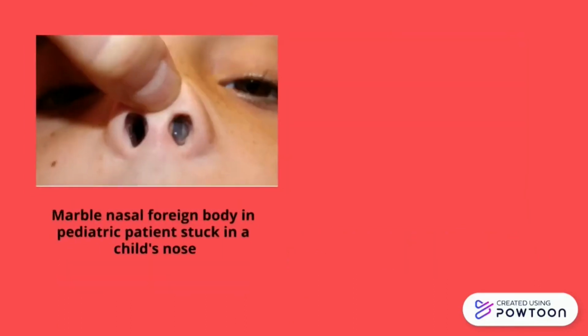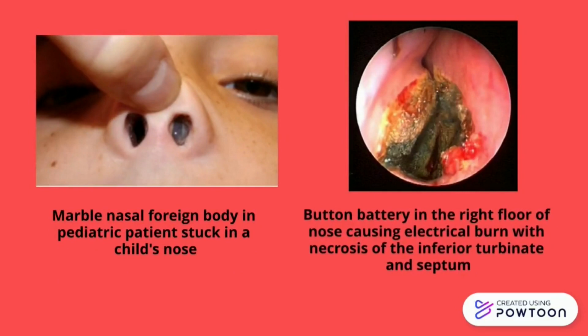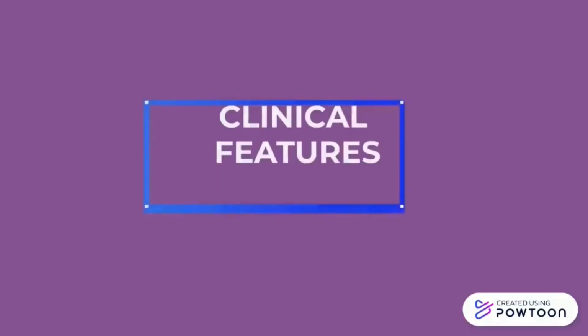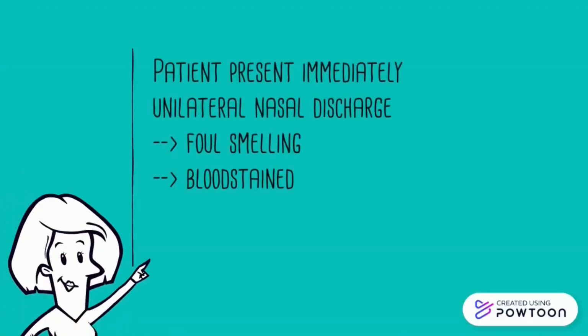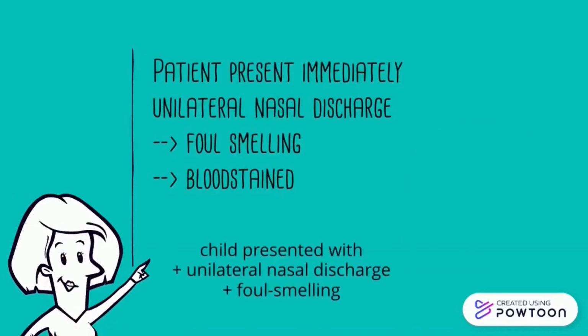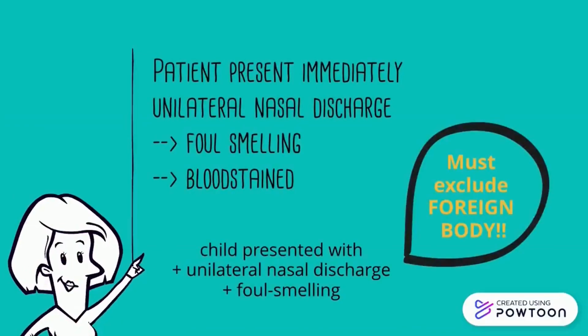Another example, a marble nasal foreign body in pediatric patients, stuck in a child's nose, and then the second one is a button battery in the right floor of the nose causing electrical burn with necrosis of the inferior turbinate and septum. What are the clinical features? Patients usually present immediately. They will complain of unilateral nasal discharge, which is foul-smelling and blood-stained. We must remember that when a child presents with unilateral nasal discharge and the discharge is foul-smelling, we must exclude foreign body in the nose.